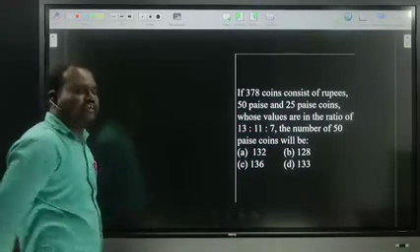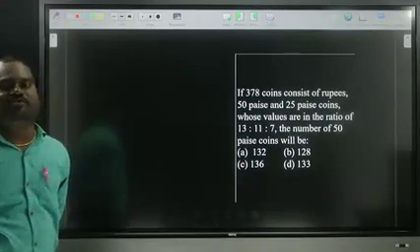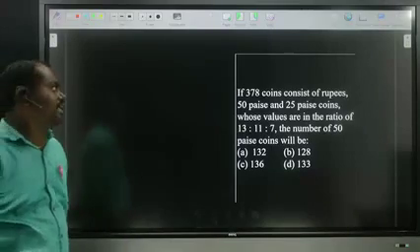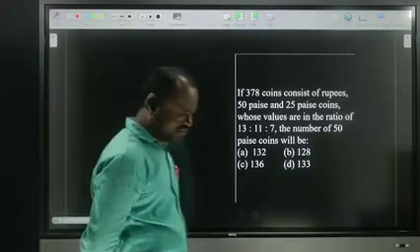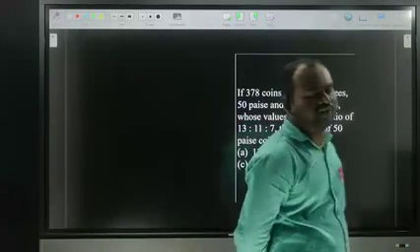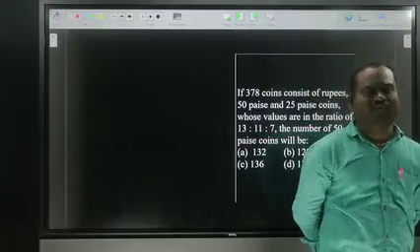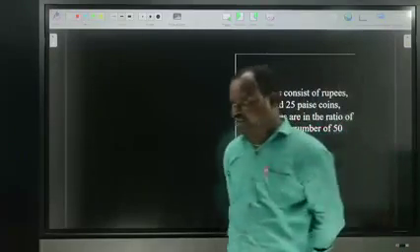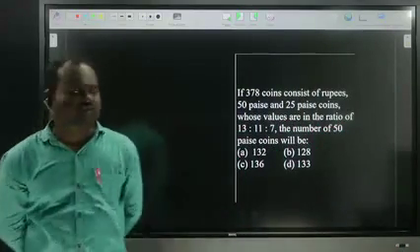Now it is a little bit different model. Earlier we saw money based examples, then milk and water. Now we are looking at coin based examples. Now shall we see what the question is?